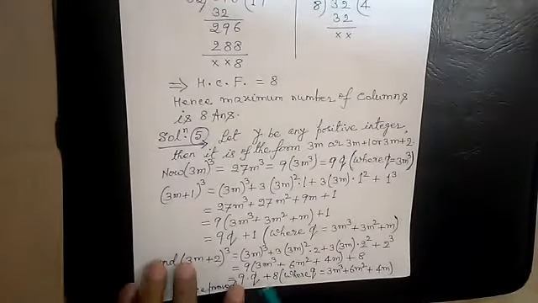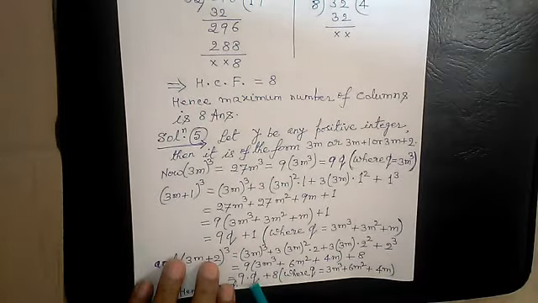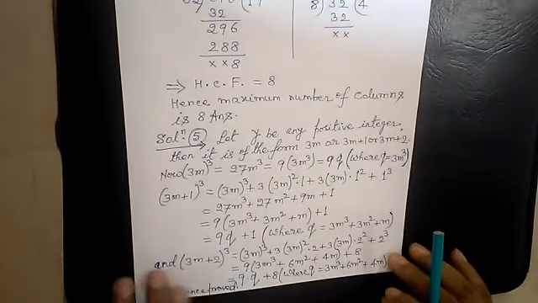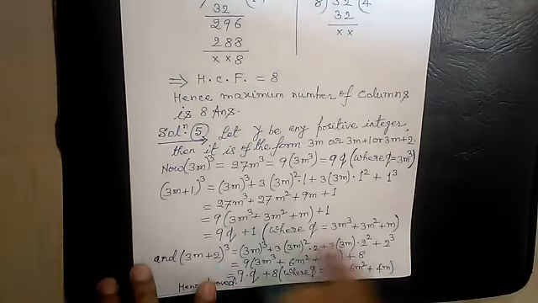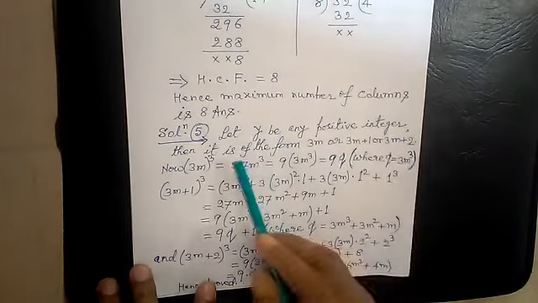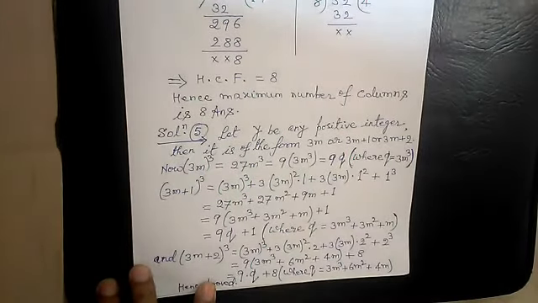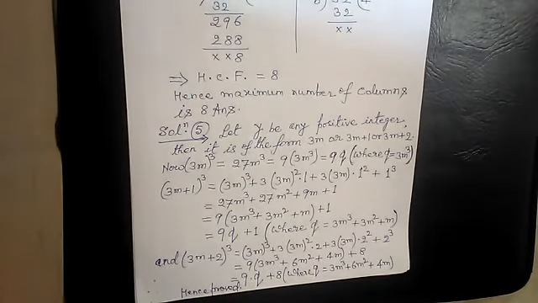Now taking the entire expression inside the bracket as q, you will get 9q plus 8, where q equals 3m cube plus 6m square plus 4m. So now here we see that all these three numbers which we have taken in the form of integers, after cubing we are able to represent it as mentioned in the question, in the form of 9q plus 1 or 9q plus 8. Hence it is proved.